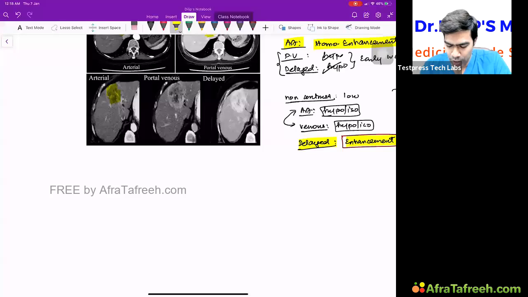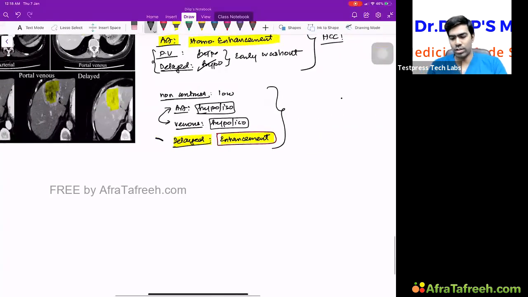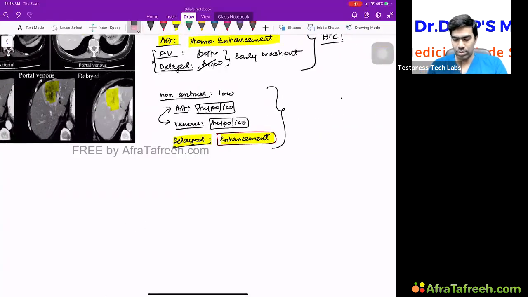So there's no enhancement here, no enhancement. Suddenly it enhances during the delayed phase. So what is this tumor? What is this cancer, to be honest? Delayed phase. Which means there is no change between arterial and venous phase. But suddenly, yes, correct. Suddenly in the delayed phase, it enhances. This is an intrahepatic cholangiocarcinoma.